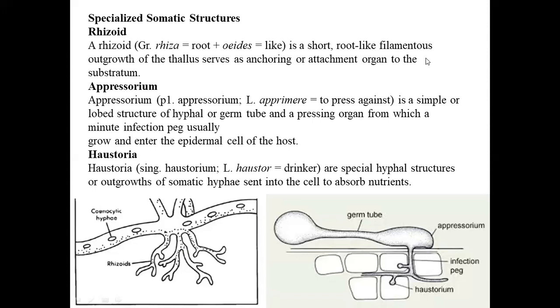Appressorium is a simple or lobed structure of the hyphal or germ tube, a pressing organ from which a minute infection peg usually grows and enters the epidermal cell of the host. So you can see here, this is known to be the appressorium. If this is a spore of the fungus, the spore germinates to form a germ tube, and the germ tube develops into a globose, balloon-like structure known as appressorium.